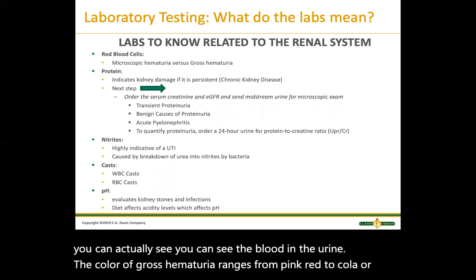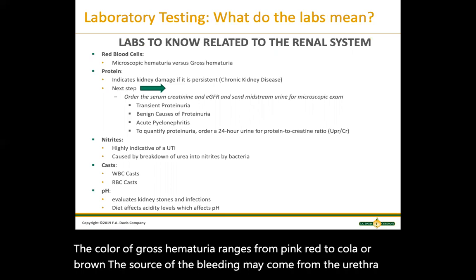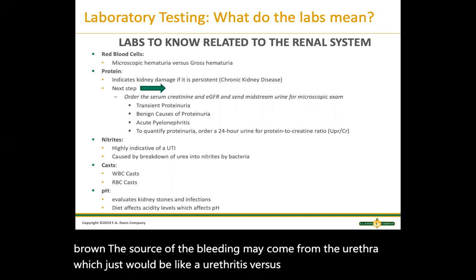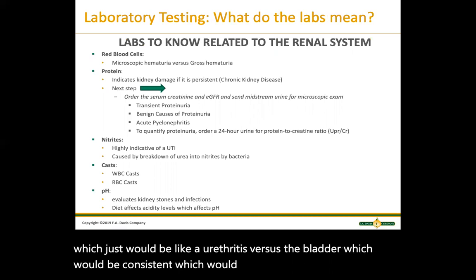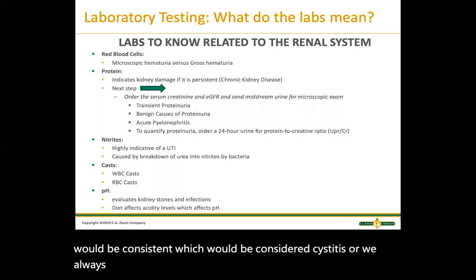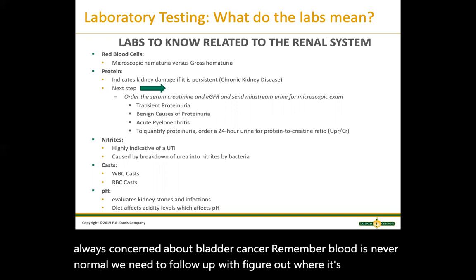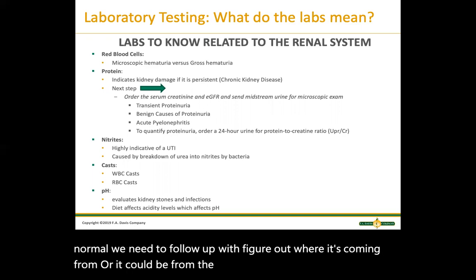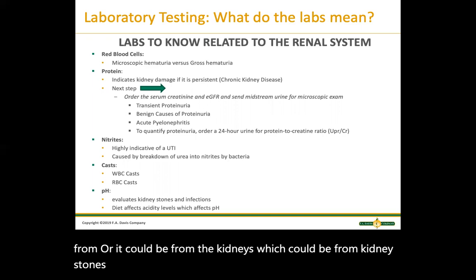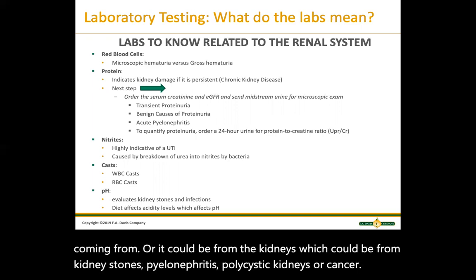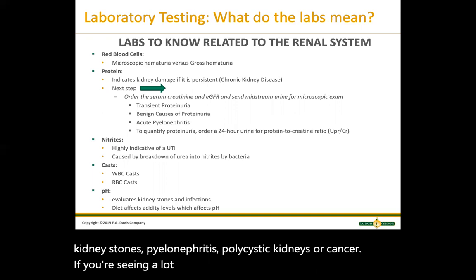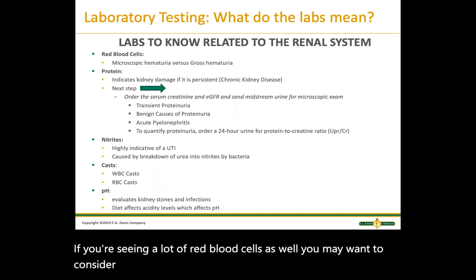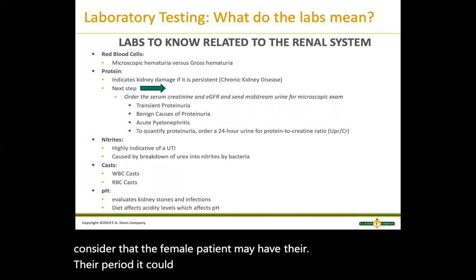The source of the bleeding may come from the urethra, which just would be like a urethritis, versus the bladder, which would be considered cystitis, or we're always concerned about bladder cancer. All right. Remember, blood is never normal. We need to follow up and figure out where it's coming from. Or it could be from the kidneys, which could be from kidney stones, pyelonephritis, polycystic kidneys, or cancer. If you're seeing a lot of red blood cells as well, you may want to consider that the female patient may have their period. It could be vaginal discharge. It could be from hemorrhoids or some kind of rectal bleeding.